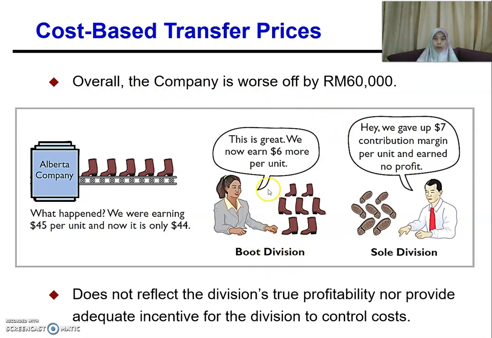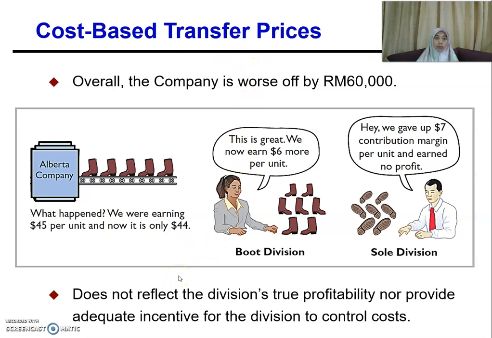If you see here, the boot division's manager says, this is great, we now earn 6 ringgit more per unit. But what about the sold division, the seller? Here we gave up 7 ringgit contribution margin per unit and we are not making any profit. So what happened? We were earning 45 per unit and now it is only 44 ringgit per unit. That is for the company as a whole. So the company is worse off, and it does not reflect the division's true profitability nor provide adequate incentive for the division to control costs. So these are the drawbacks of having the cost-based transfer price.